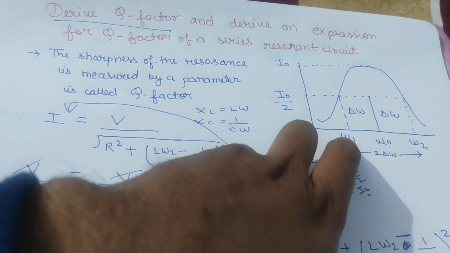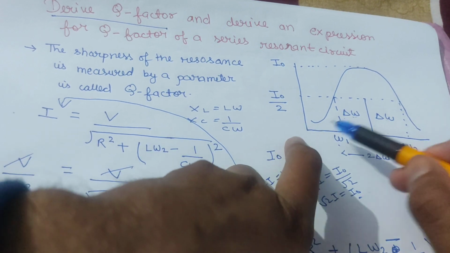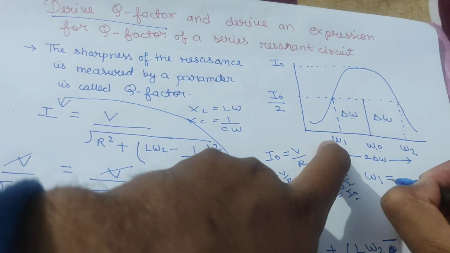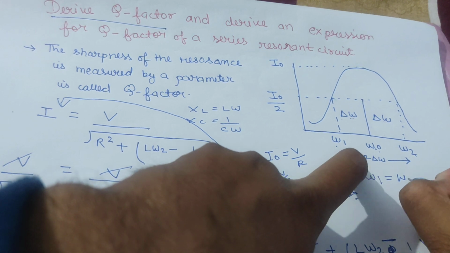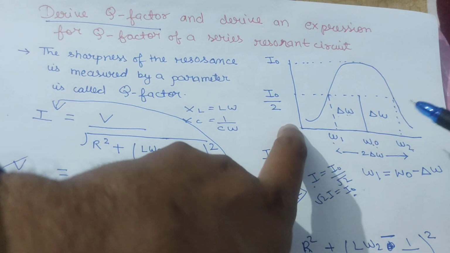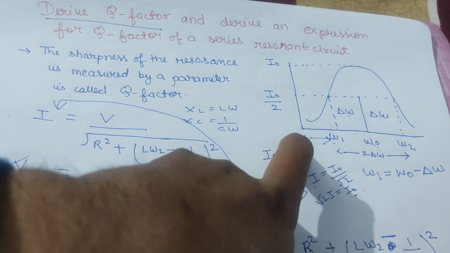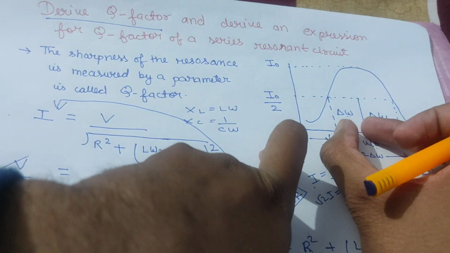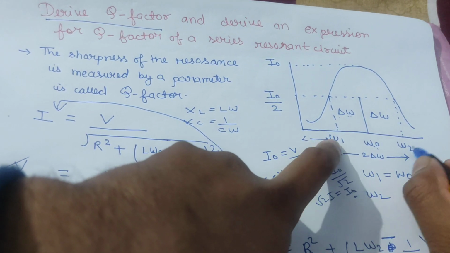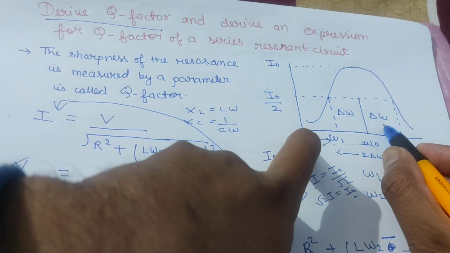What is omega 1? Okay, what is omega 1? First of all, I'm asking you what is omega 1. So from this point to this point, there is omega naught. So omega 1 will become omega naught minus delta omega. Why? Because when we're finding this distance, we'll subtract this by this, and we'll get this. So that's why we did it. And omega 2, what we'll do, we'll add: omega naught plus delta omega.